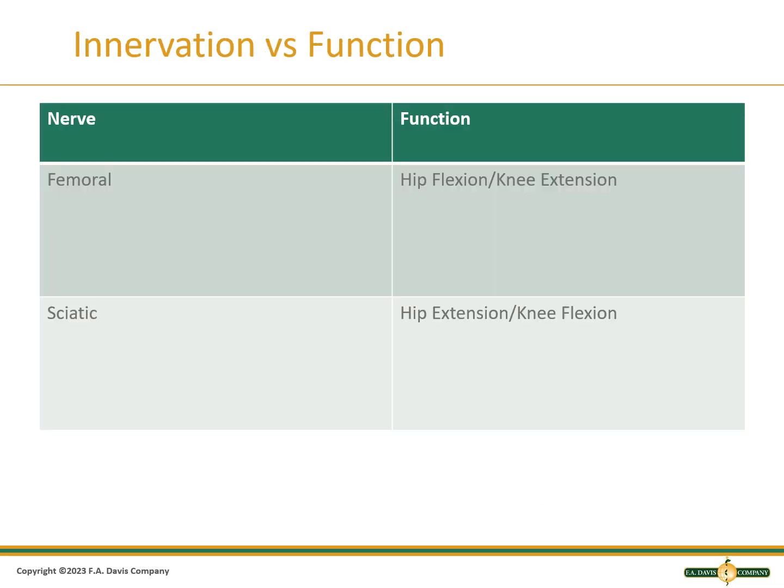Innervation versus function, just breaking those nerves down for you, and there's some pretty easy actions. So our femoral nerve is going to innervate our muscles that cause hip flexion and knee extension, and our sciatic nerve is going to innervate our muscles that cause hip extension and knee flexion.